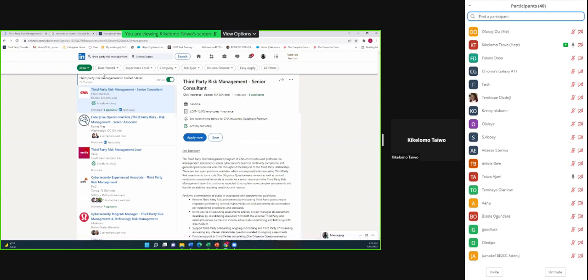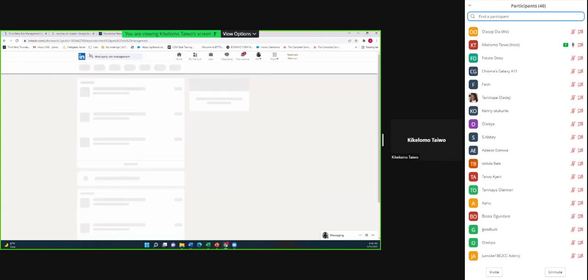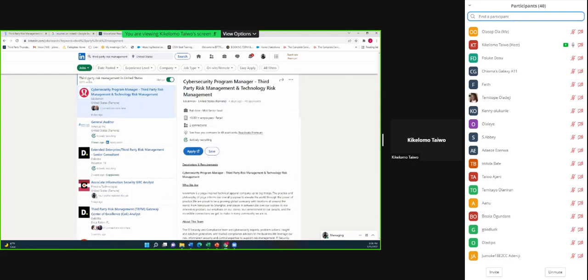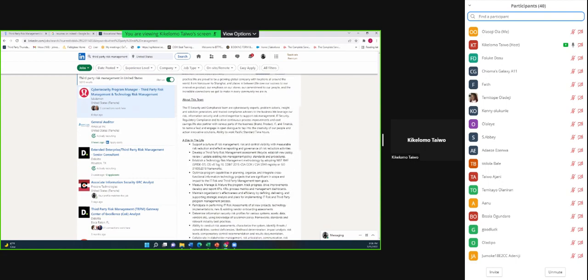If you're looking for a job like this, let me tell you how to filter this. You can put in third-party risk management. When you put in third-party risk management, click on jobs. So I type in third-party risk management, I'm only searching for jobs, I click on jobs, and you see all the jobs here. You can start searching.